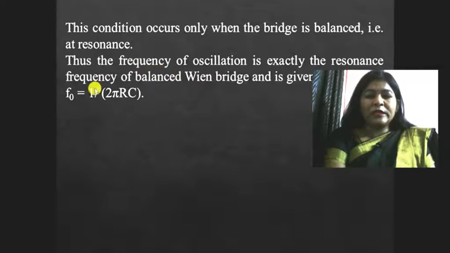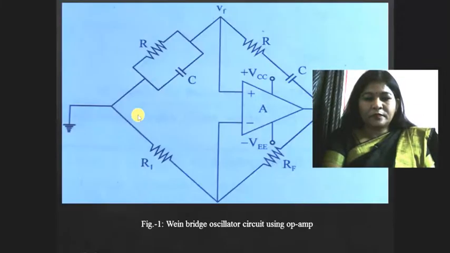So what is the frequency of oscillation here? In the Wien bridge oscillator, the frequency of oscillation will be equal to 1 upon 2 pi RC. So let's derive this equation, how to find this frequency of oscillation in the Wien bridge oscillator.